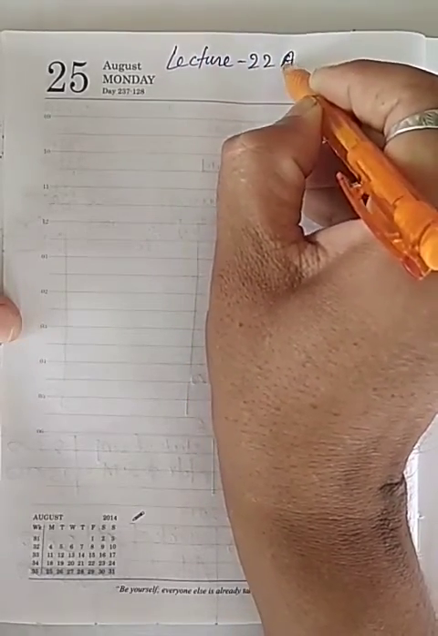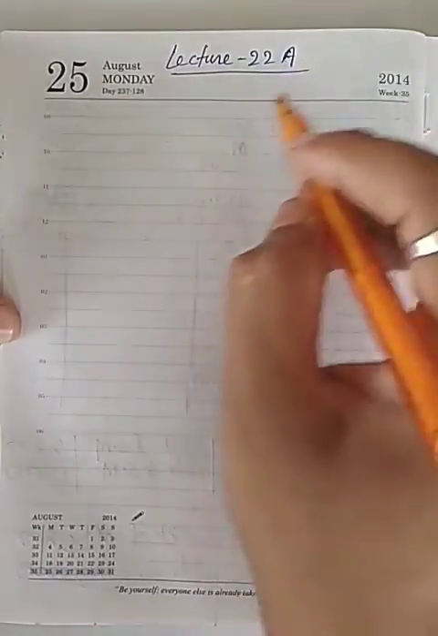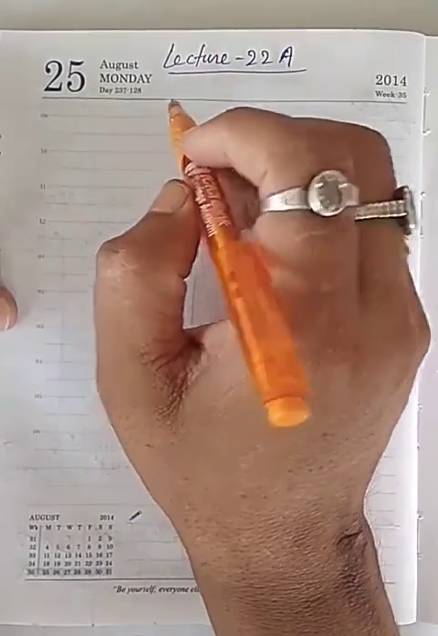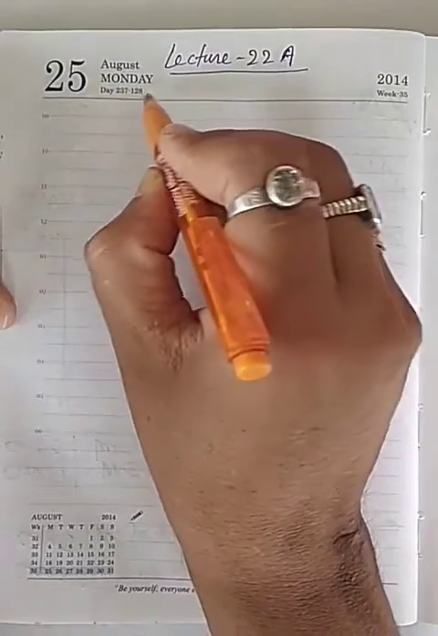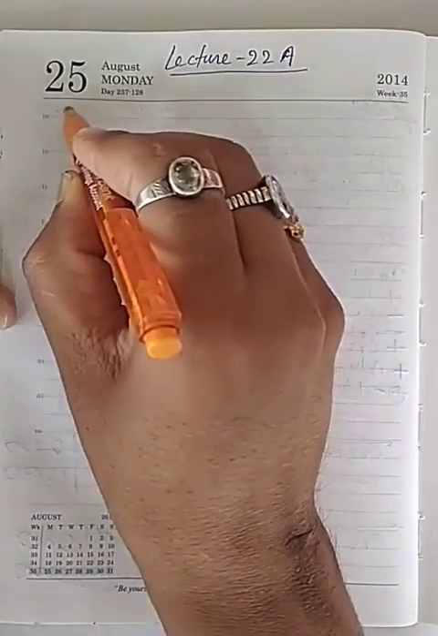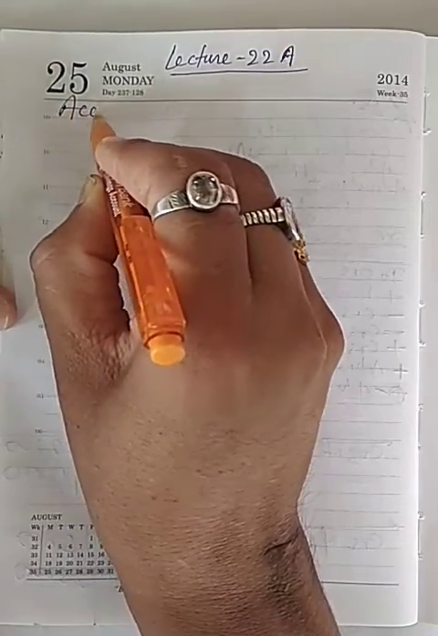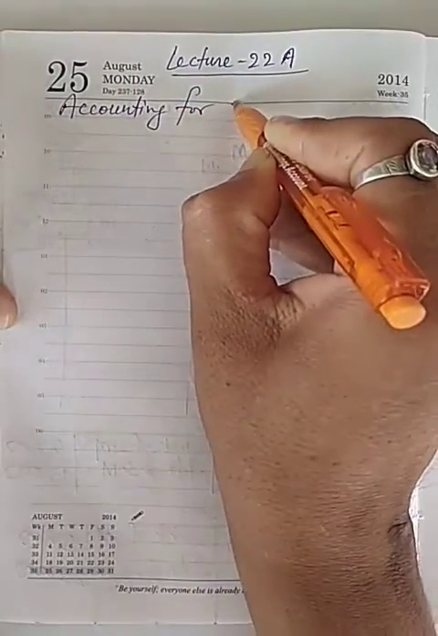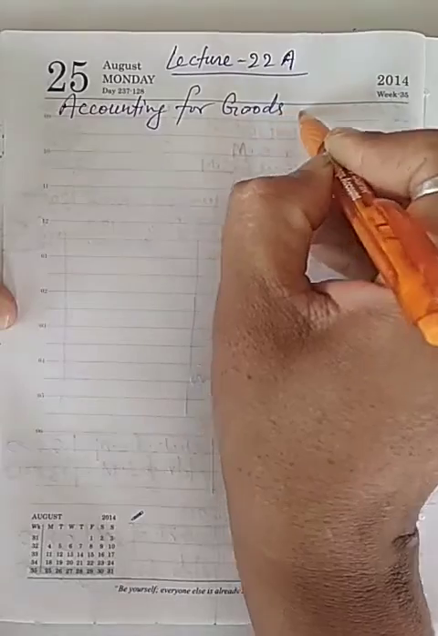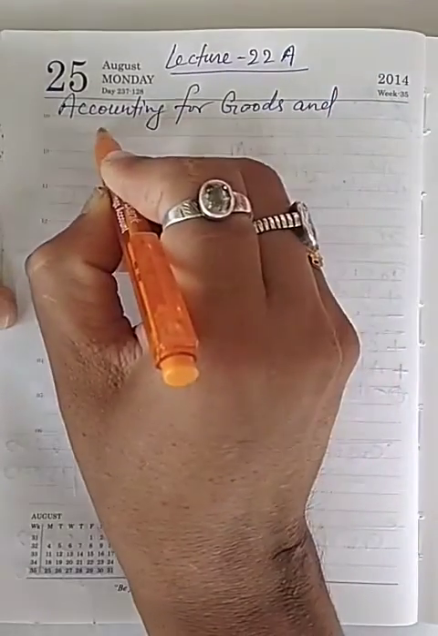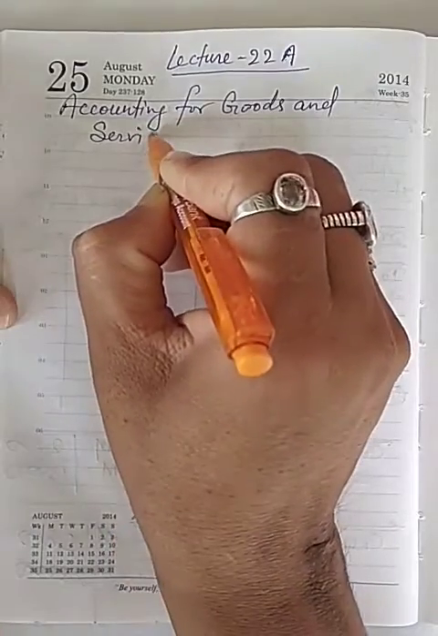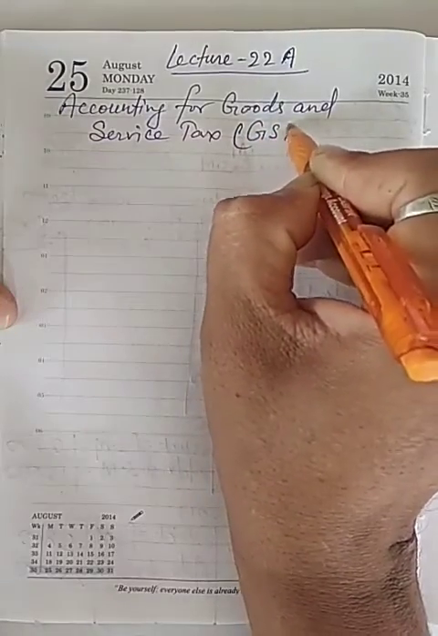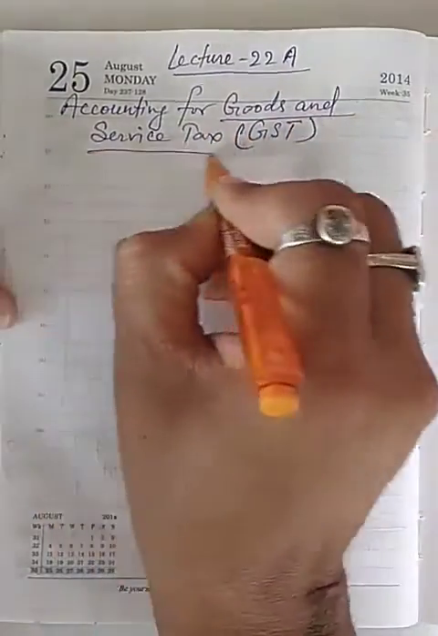22A for 11th class Accountancy, and I am going to teach you today accounting for Goods and Service Tax, called GST. Goods and Service Tax, GST.